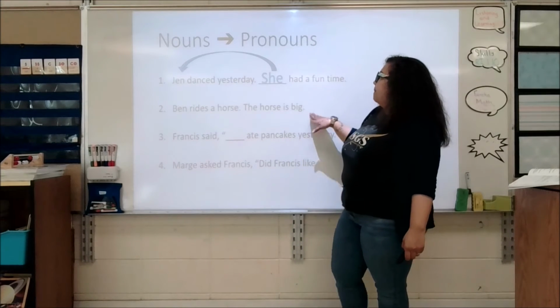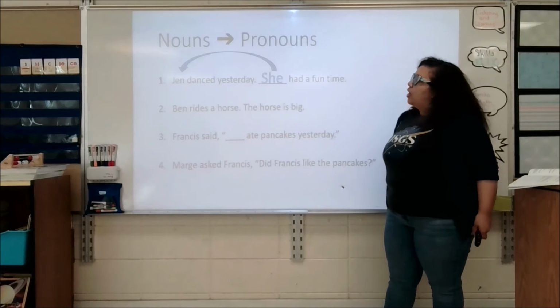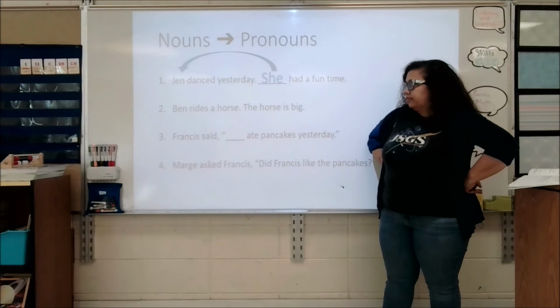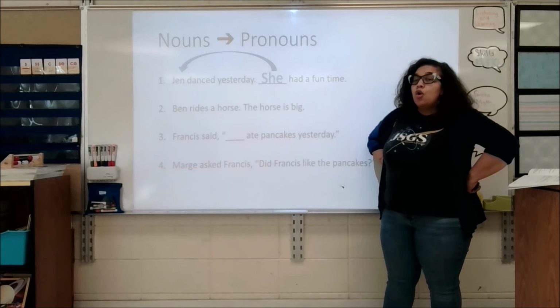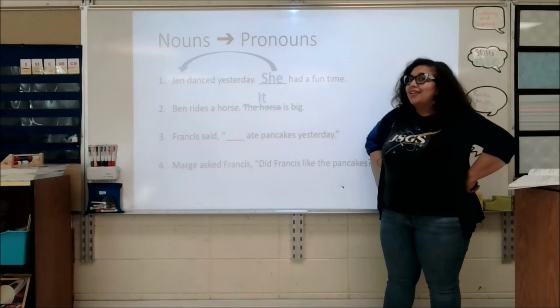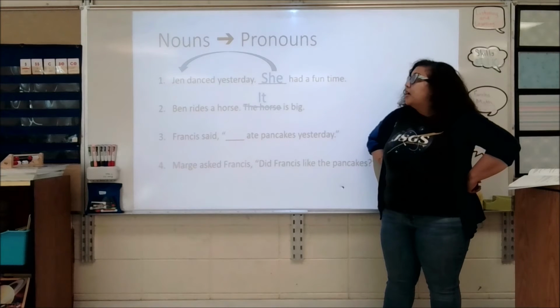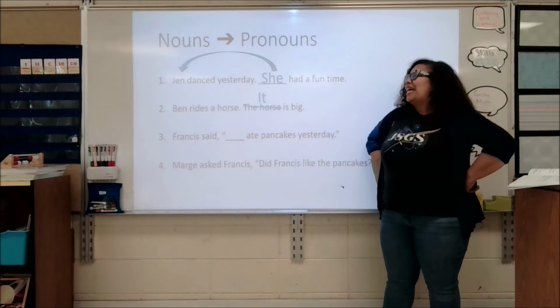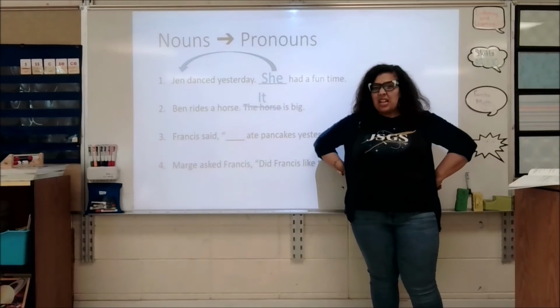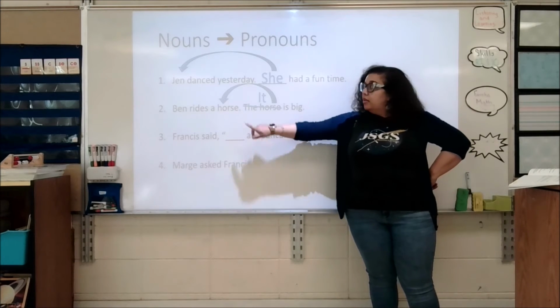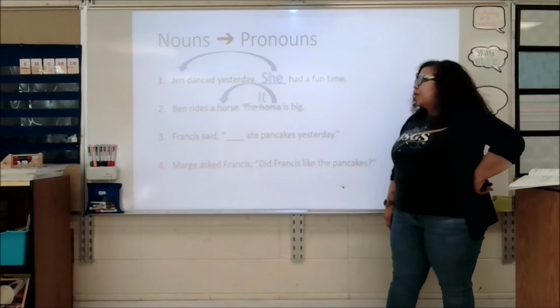The horse is big. Okay, in the second sentence, what is the noun? Horse, correct. So the first sentence tells us that Ben rides a horse. Horses are animals. Single animals become it in terms of replacing them with pronouns. So let's try that now. Ben rides a horse. It is big. That sounds better, doesn't it? Yes, it does. And it is talking about the horse. So it is big.